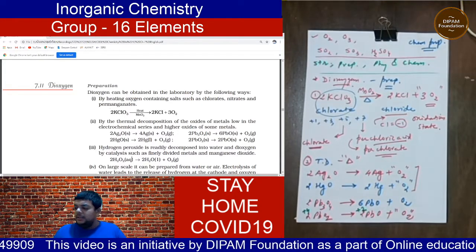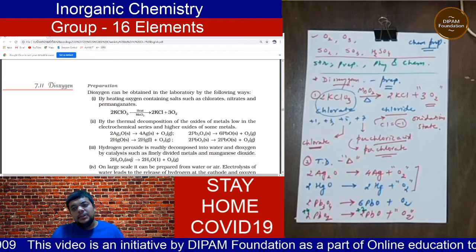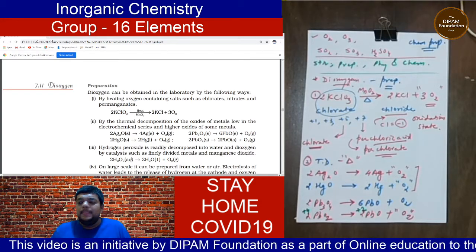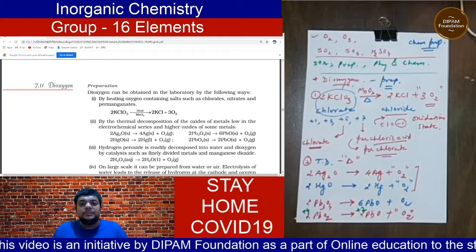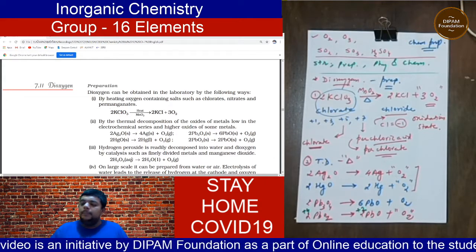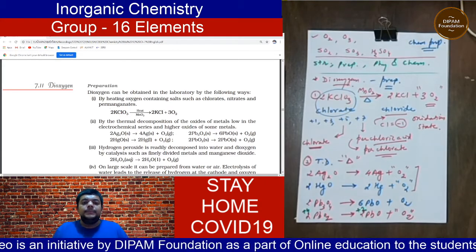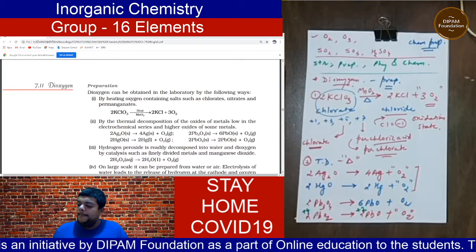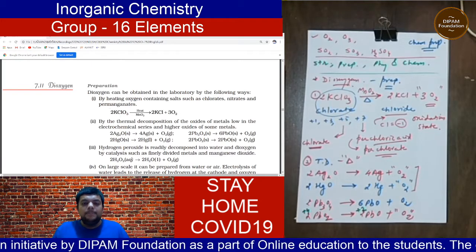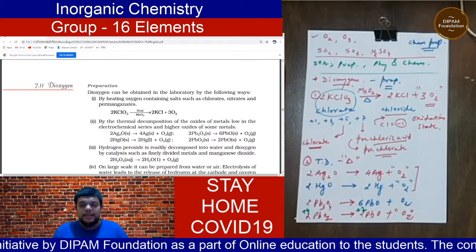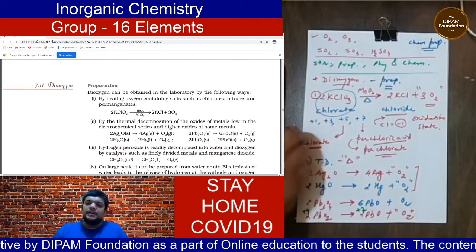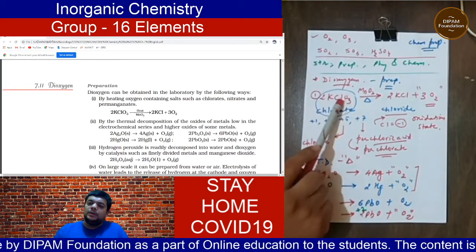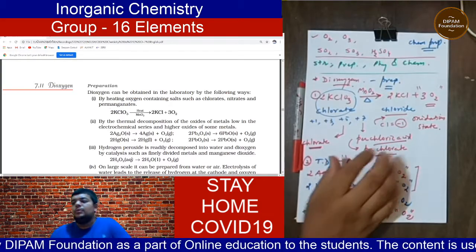So these are the two popular methods for the preparation of this important product, plumbus oxide from plumbic oxide and dioxygen. And the first reaction where potassium chlorate got converted into potassium chloride.